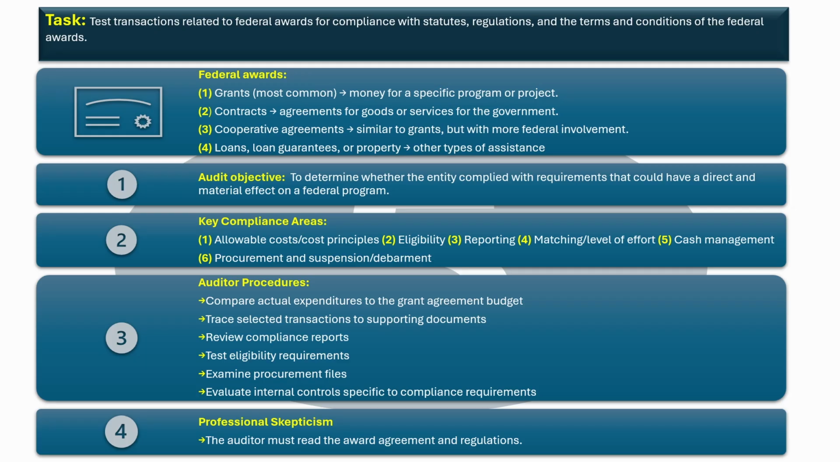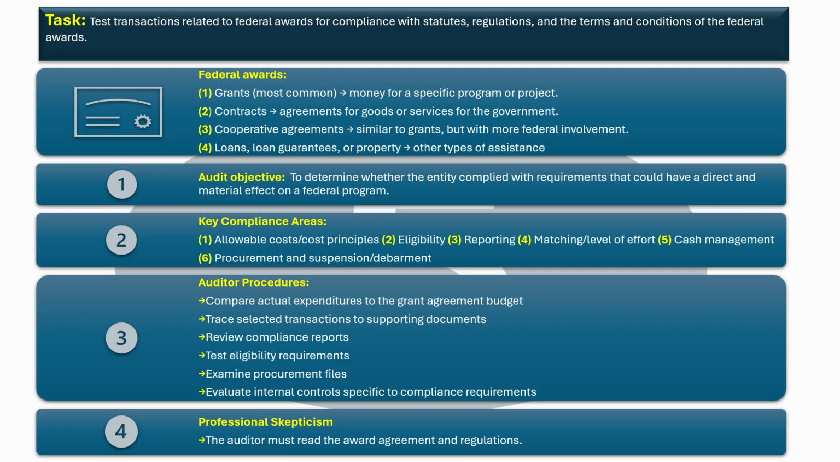Eligibility. Did only eligible participants benefit? Reporting. Were required financial and performance reports submitted accurately and timely? Matching/level of effort. Did the entity provide required matching contributions or meet required effort levels? Cash management. Were draws of federal funds consistent with actual immediate needs? Procurement and suspension/debarment. Were procurement rules followed and were vendors eligible?